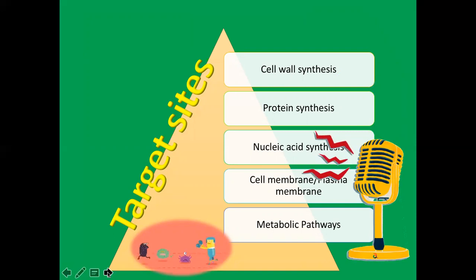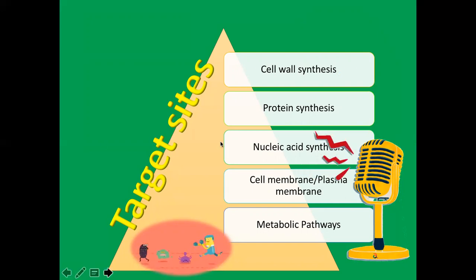So what are the target sites of these antibiotics? They can target the cell wall, the protein site, the nucleic acid synthesis, such as the RNA and the DNA, the cell membrane or the plasma membrane of that bacterial cell, and also the metabolic pathway. So what are the different antibiotics that usually target each of the sites? There are common examples that I will be showing later on in this PowerPoint.